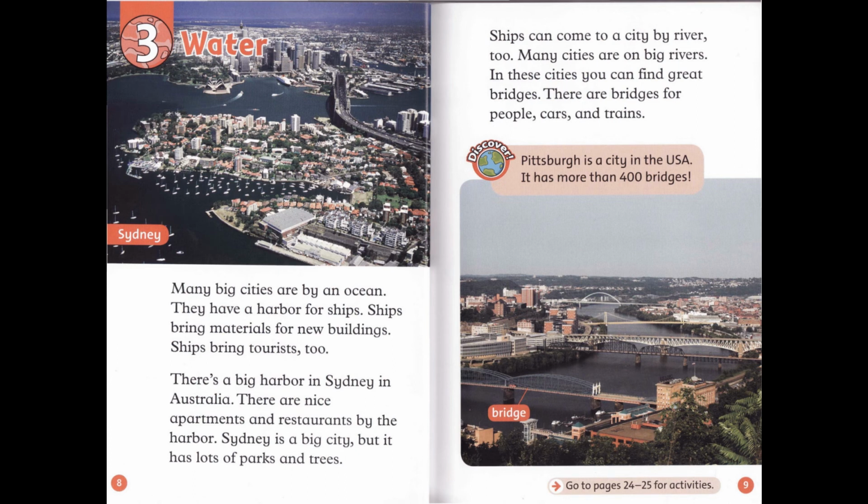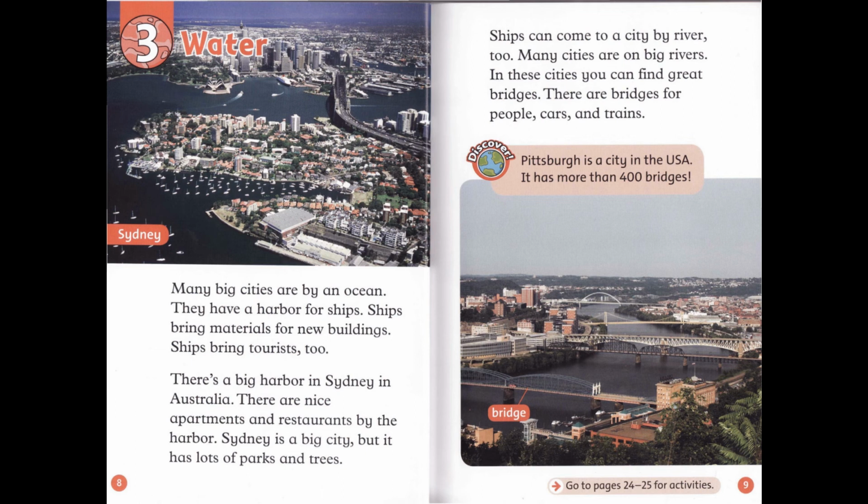There's a big harbor in Sydney in Australia. There are nice apartments and restaurants by the harbor. Sydney is a big city, but it has lots of parks and trees.